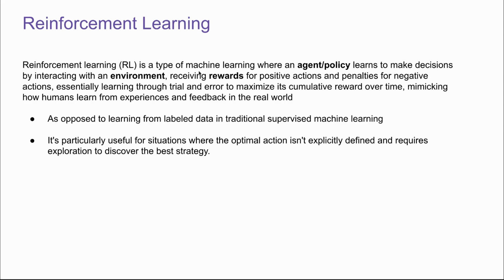So RL is a type of machine learning where an agent/policy learns to make decisions by interacting with an environment, receiving rewards for positive actions and penalties for negative actions, essentially learning through trial and error to maximize its cumulative reward over time, mimicking how humans learn from experience and feedback in the real world. This is different from learning from labeled data in traditional supervised machine learning, and this is particularly useful for situations where the optimal action is not explicitly defined and requires exploration to discover the best strategy.